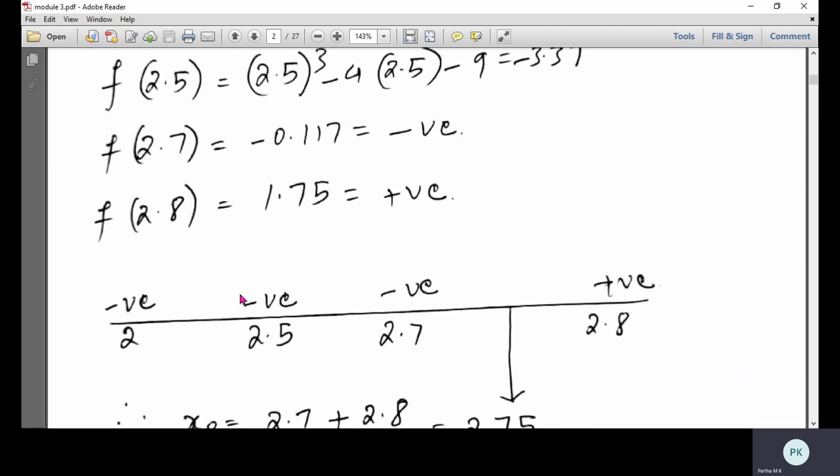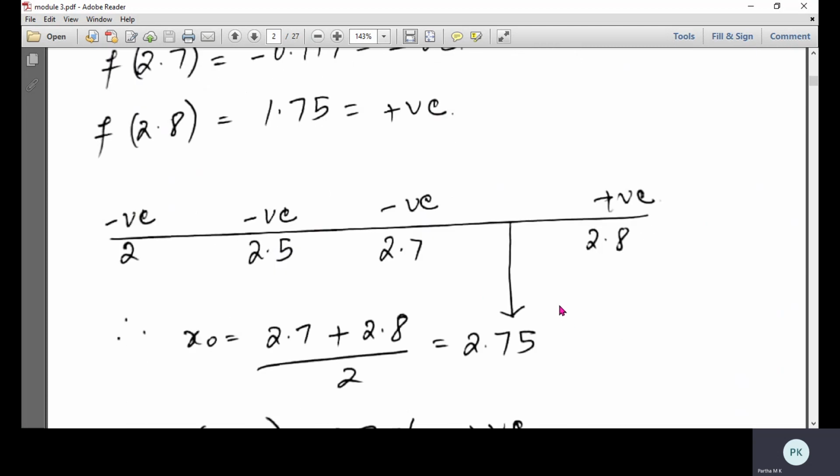These two are removed, negative, negative. So remove it. For 2.7 negative, for 2.8 positive. So you are considering this. Now, what is x naught? Middle value. 2.7 plus 2.8 divided by 2. That is 2.75. Now observe clearly.